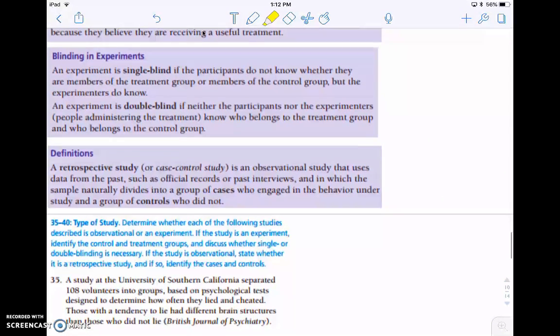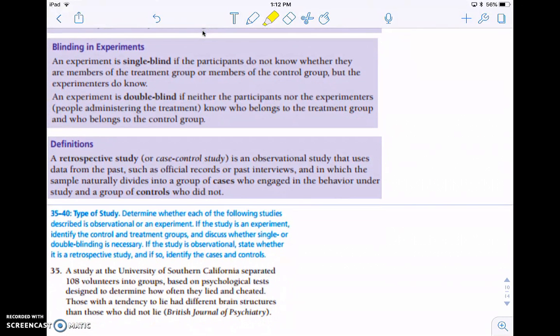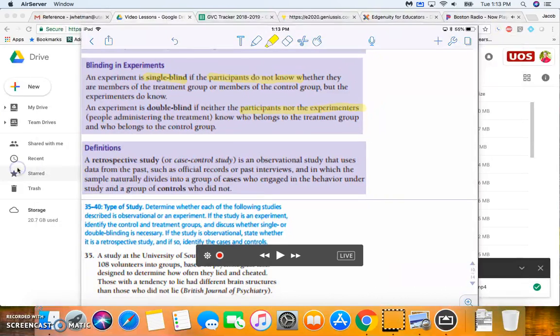Now when we're doing experiments, we have blinding. One idea is what's called single blinding. It's basically where the participants don't know whether they're in the treatment group or in the control group, but the experimenters do know that. An experiment that is double-blinded is where neither the participants nor the experimenters, the people who are administering the treatment, know who belongs to the treatment group and the control group. You try to eliminate as much bias as you possibly can when you're doing blinded experiments.